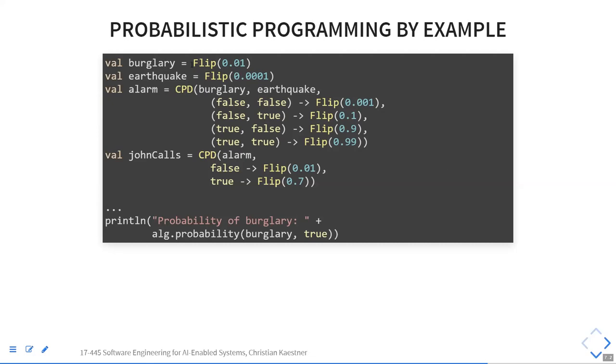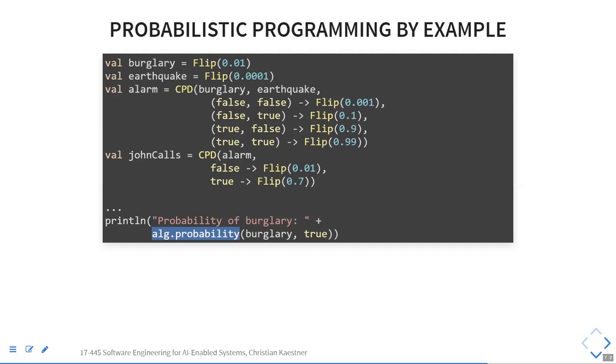For example, you have the event of a burglary with a certain probability. So you program a coin that is true in 1% of all cases, and then you program the probability of an earthquake, and then you can reason about if I see true for both events, I have yet another probability and so on, right? So you can create really complicated networks of probabilities, kind of how events react to other events. And in the end, you can ask, how big is the probability that there's actually a burglary if there's an alarm, for example? Does this make sense?